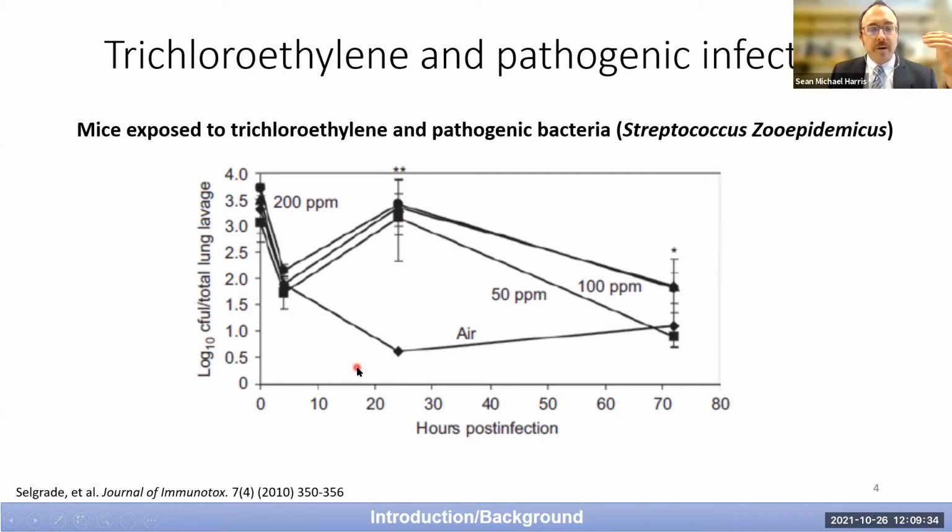The mice that were breathing in control air, normal air with no trichloroethylene, were able to clear a lot of this bacteria out of their lungs, as shown by a much reduced amount of bacteria remaining in the lungs after about 24 hours. However, the mice that were breathing in trichloroethylene at concentrations ranging from 50 to 200 parts per million had a much higher level of bacteria remaining in the lungs at the same time point.